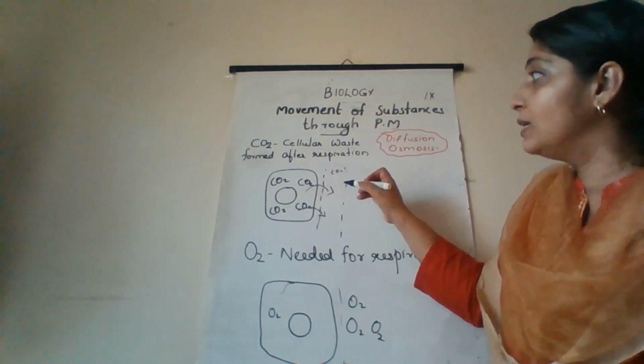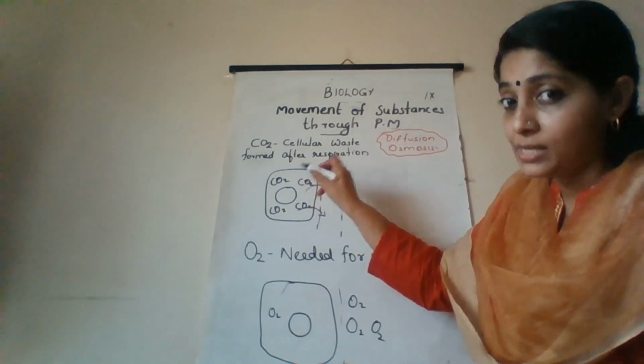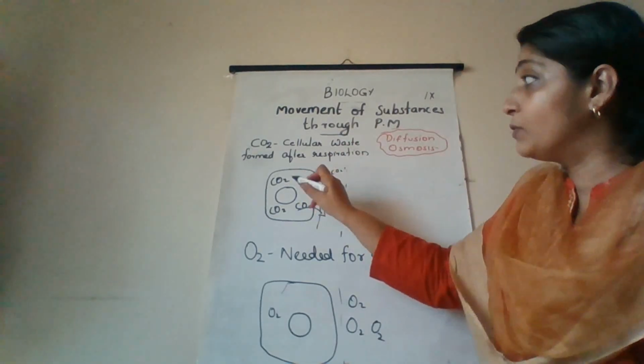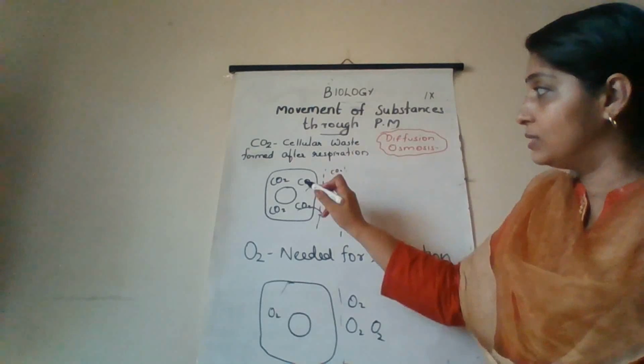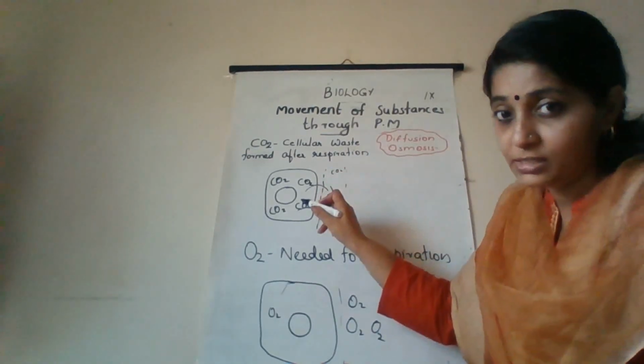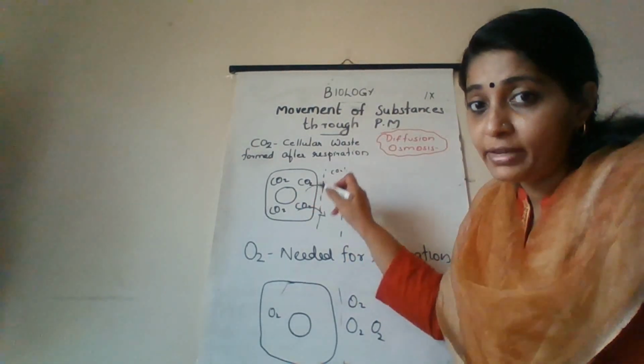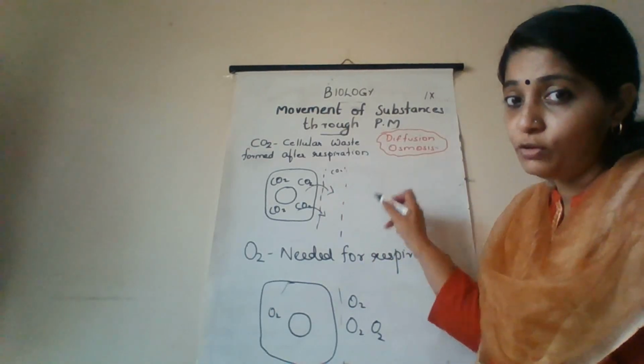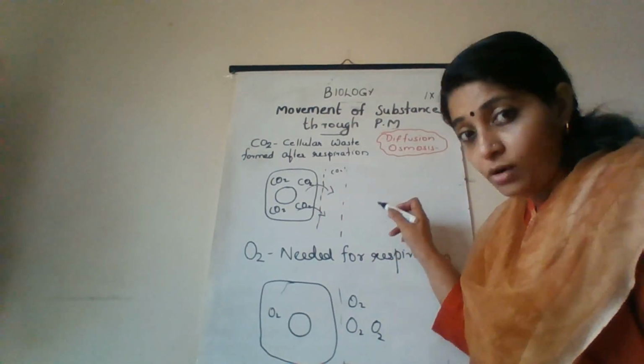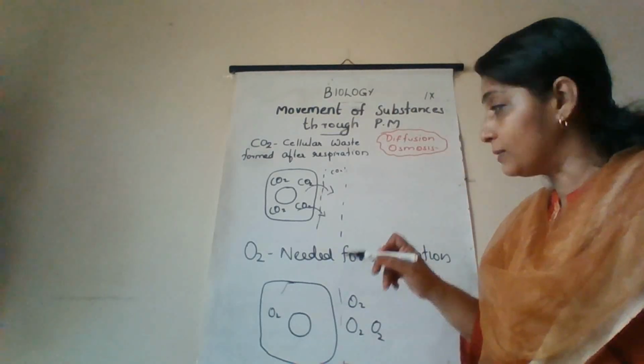So the carbon dioxide which is formed after respiration as cellular waste will be concentrated inside the cell. So the carbon dioxide will have a tendency to move from its region of higher concentration to the region of lower concentration, that is to outside, and that will be carried back.